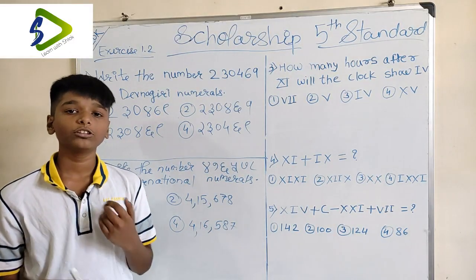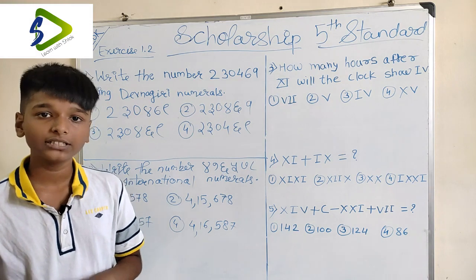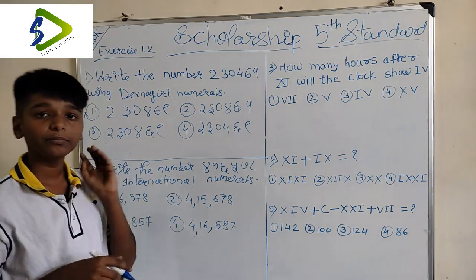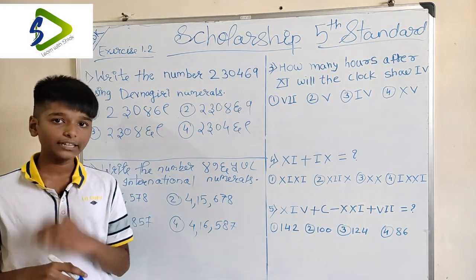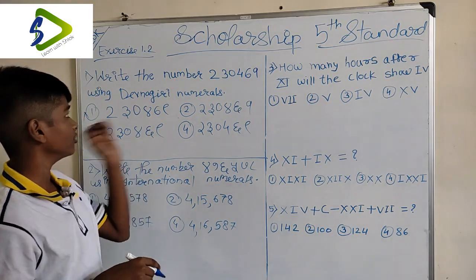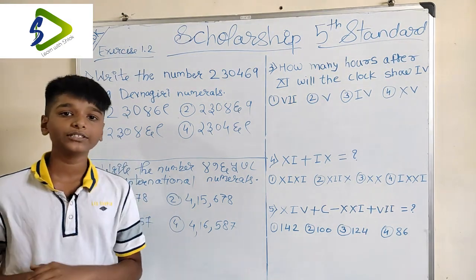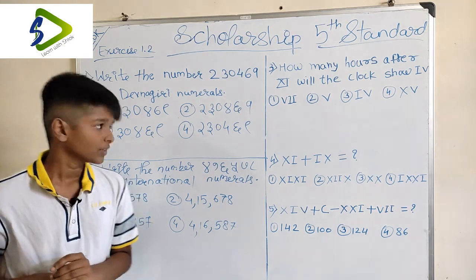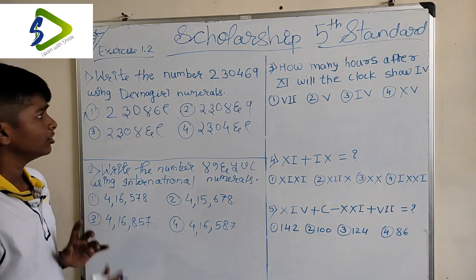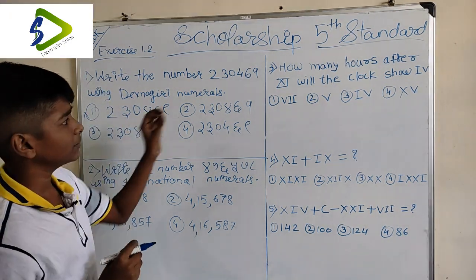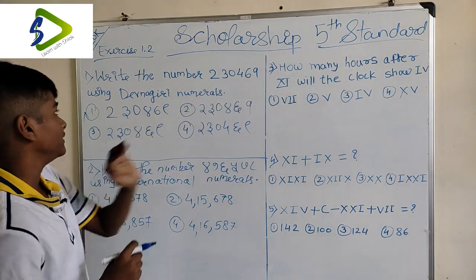So today we are going to solve exercise 1.2 on Roman numerals and international numerals. In the previous videos we have learned about international and Roman numerals, and we have also solved exercise 1.1. If you haven't seen those videos, you can see them. Now getting to exercise 1.2, the first question given to us is to write the number 230469 using Devanagari numerals.